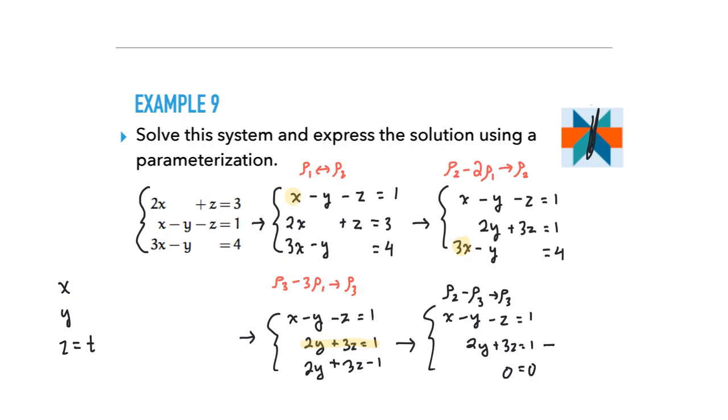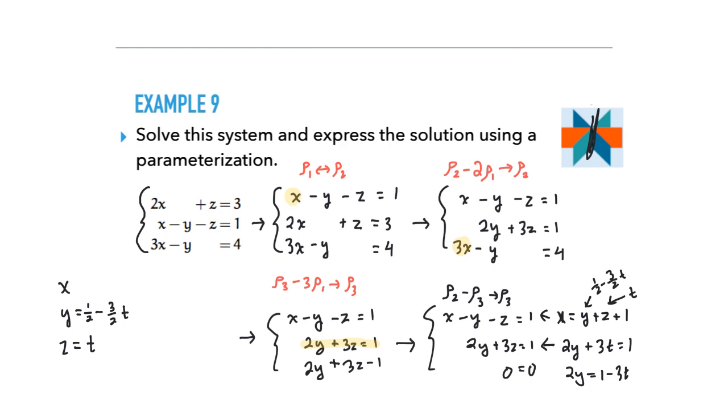And so if z is equal to t, then I can see in my second equation here that 2y plus 3t is equal to 1. That is to say that 2y is equal to 1 minus 3t, or y is equal to 1/2 minus 3/2 t. So y is now described in terms of t, just like z is. And then going back one step further, I can see that x is equal to y plus z plus 1, where y is equal to 1/2 minus 3/2 t, and z is equal to t. X is equal to that.